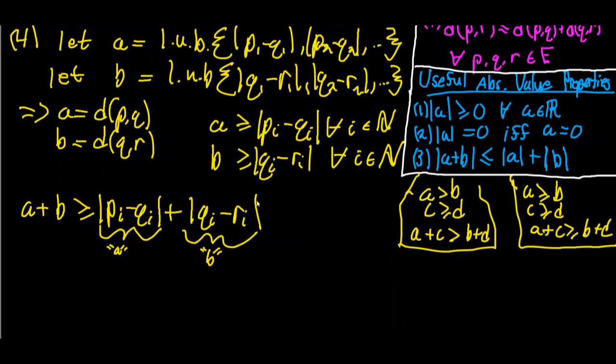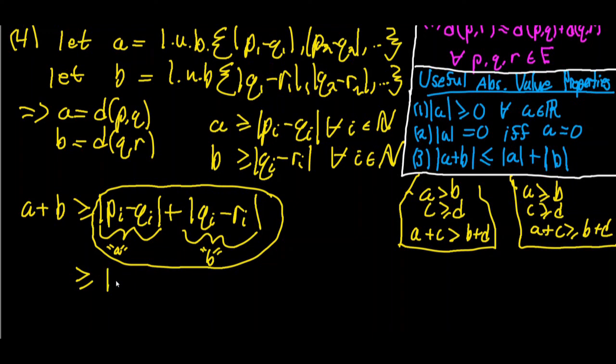I'll write this down here so I have more room. This expression right here is greater than or equal to, by this property 3 of absolute values. These aren't all the properties of absolute value, but this is one particularly useful one, especially in proving and verifying metric spaces. So we can say that this is greater than or equal to the absolute value of A plus B, as I define it. So this is Pi minus Qi, in parentheses, plus Qi minus Ri.